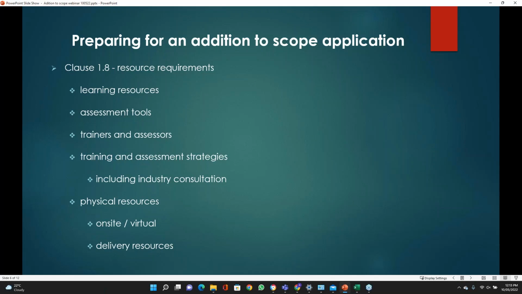Annie, you've asked why we need to have our learning resources and our assessment resources ready. Exactly the same reasons I've just explained. We need to make sure that as soon as that item is added to our scope, we are ready to go on the spot.